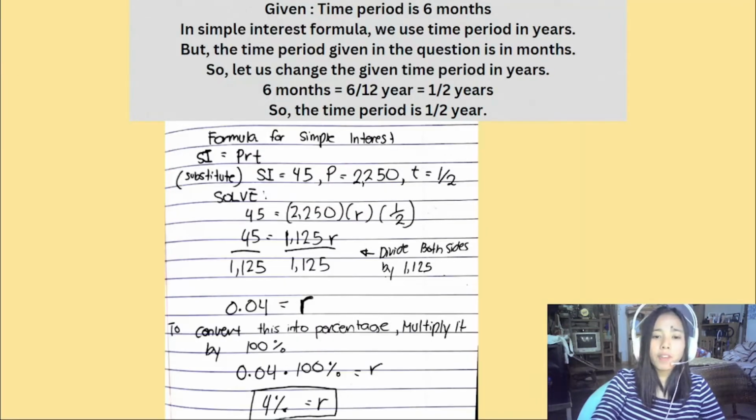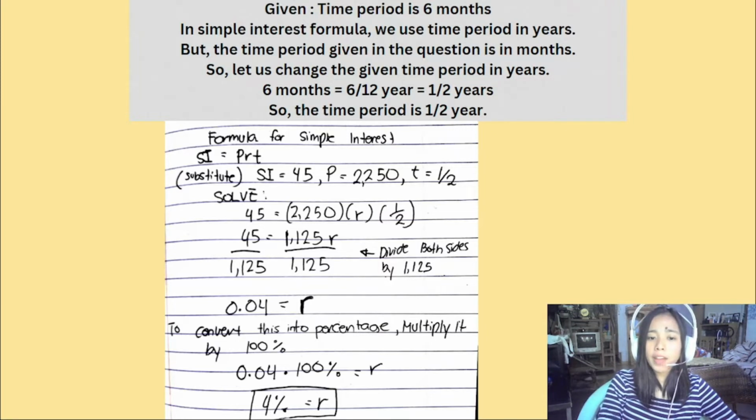Next step is to find the rate. The given time period in our problem is in months, and in the simple interest formula, we use time periods in years. So what are we going to do? We are just going to change the given time period into years. In changing 6 months to years, since in 1 year there are 12 months, let us put 12 in the denominator of 6 and simplify.